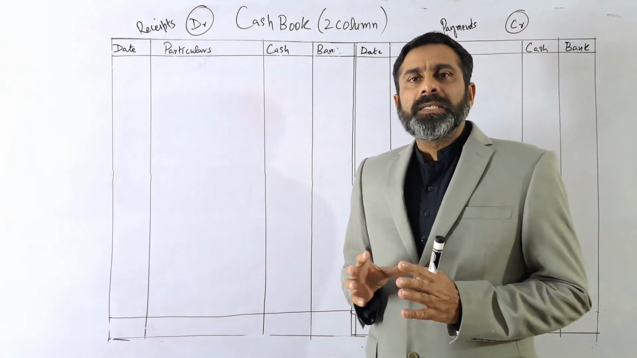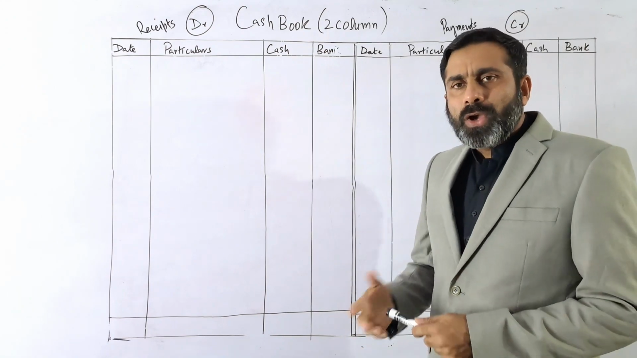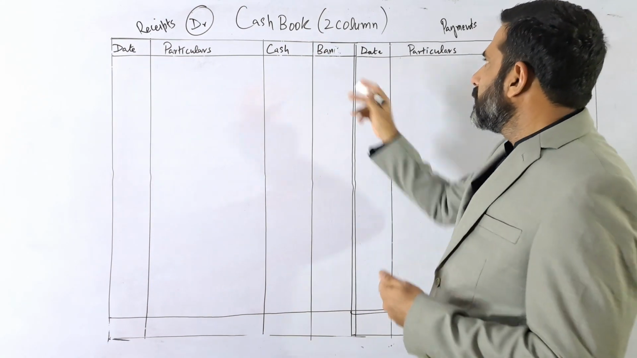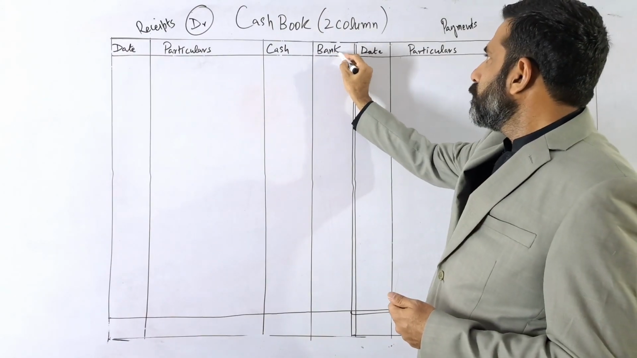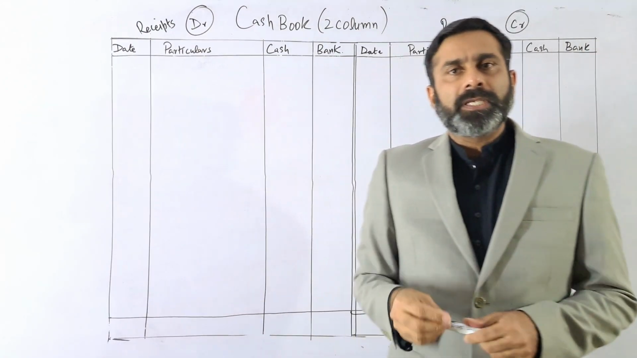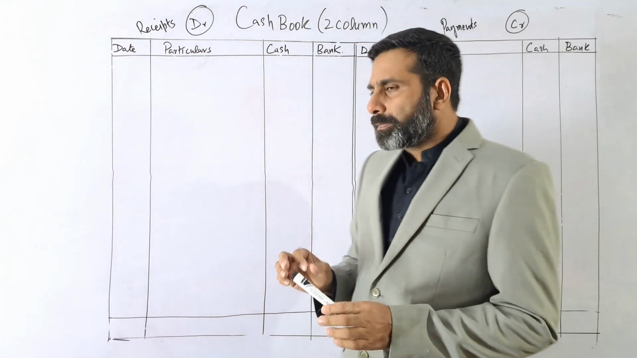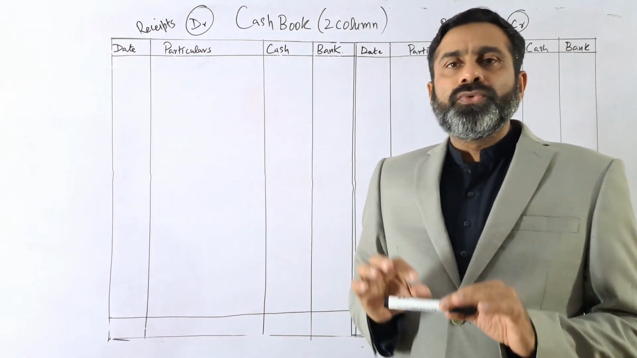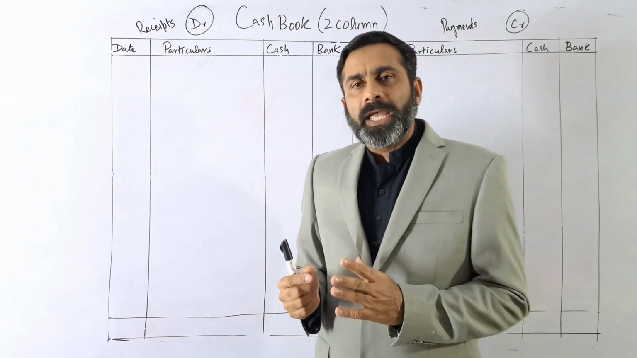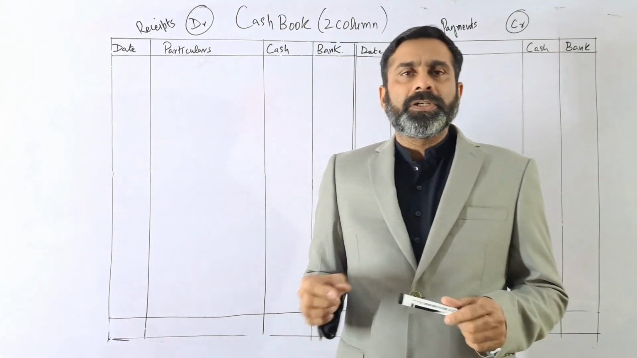And here we are discussing the cash book, which is called the two-column cash book. Two-column means what we are going to discuss here. There are two or three basic things you should understand before going to the concept of the cash book. First of all, cash has two options. The cash can be cash in hand or it can be cash at bank.